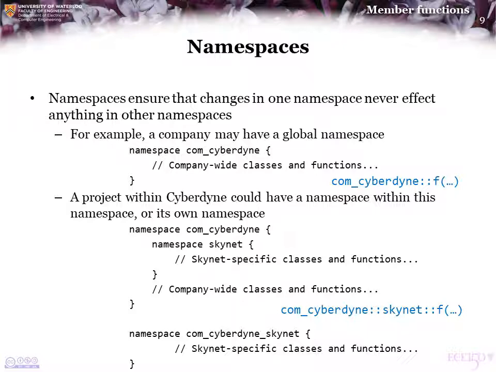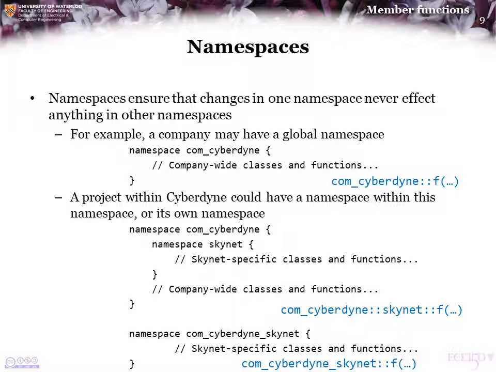Alternatively, a company may simply choose to give a slightly different identifier for the namespace. So instead, you may choose com_Cyberdyne_Skynet, in which case, if you wanted to call any function defined within this namespace, you would just use that namespace, : and the name of the function. Now, every single group or project in a company could, without issue, accidentally perhaps, use the same function name, and it will not adversely affect other projects or other groups within the company.